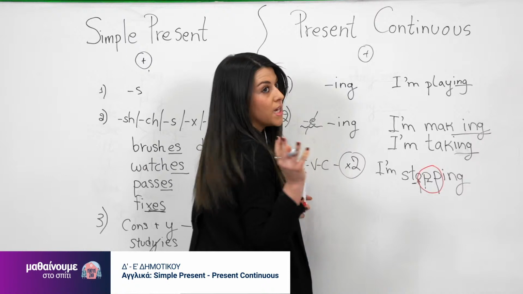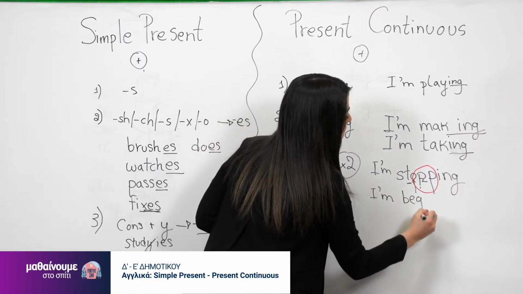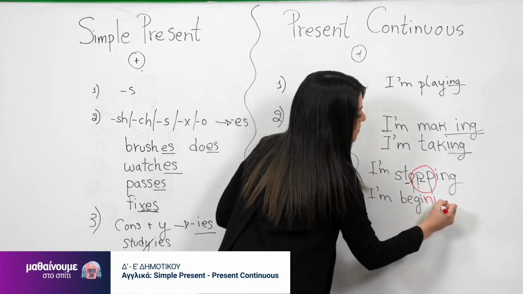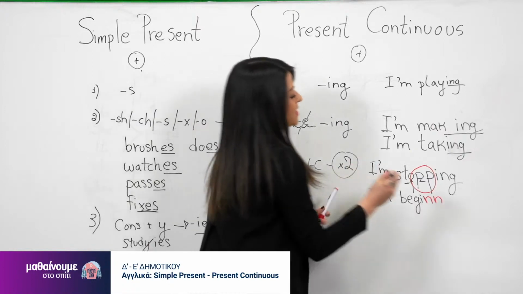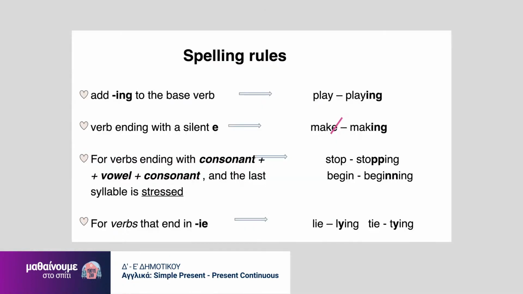Or let's say begin. I'm beginning. Begin, double N. We put 2 N's. Now I think it's easier for you to understand. I'm beginning. So it ends with a consonant, vowel, consonant, and it's stressed. Begin. So what am I saying here? Let me say it in Greek quickly.